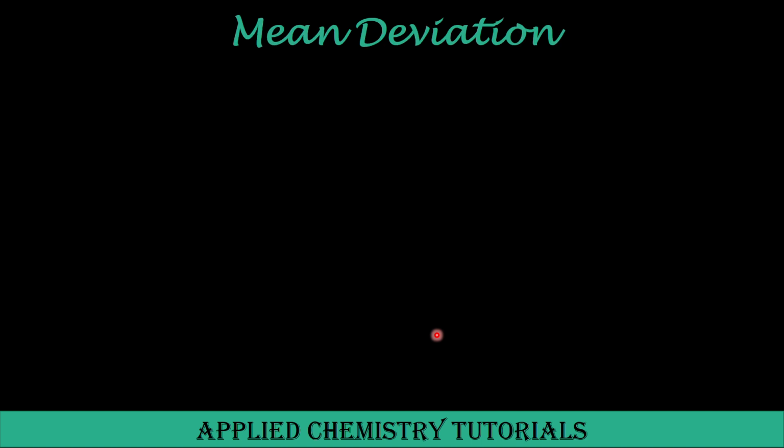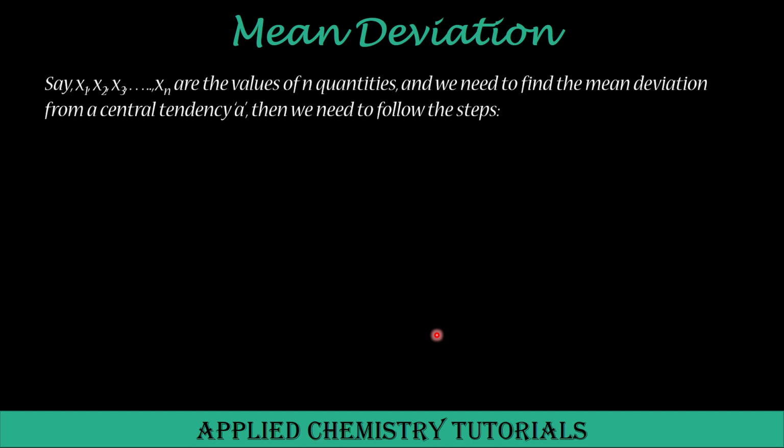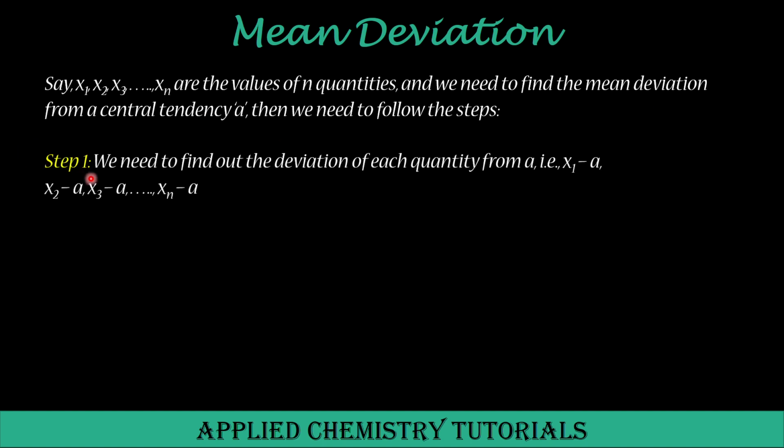To overcome this issue, we have introduced mean deviation. Say in a given dataset x1, x2, x3 up to xn are the values of n quantities, and we need to find out the mean deviation from a central tendency A. Then we need to follow these steps. Step 1, we need to find out the deviation of each quantity from A, that is x1 minus A, x2 minus A, x3 minus A up to xn minus A.